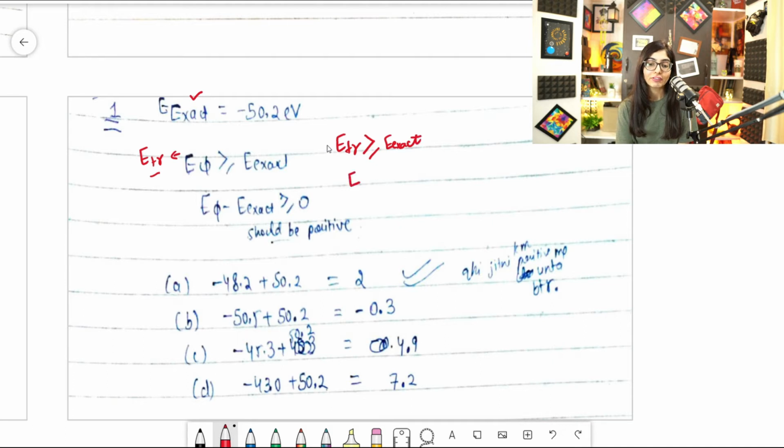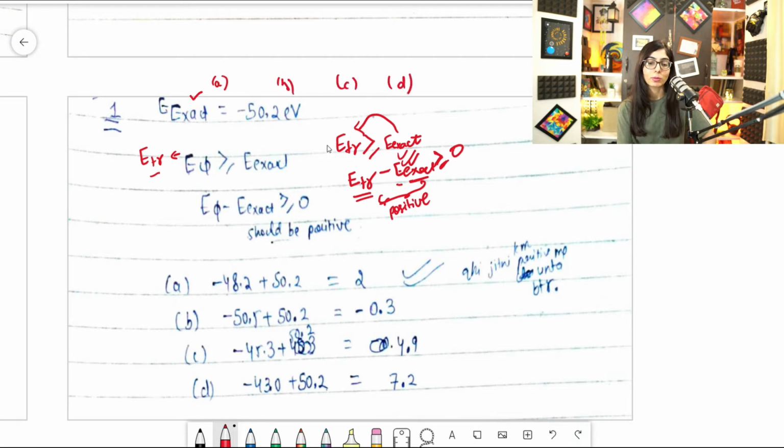So if I define it more, if I take E exact to this side, it would be E trial minus E exact greater than or equal to 0. That means whatever energy the trial wave function has, minus the exact energy, should be greater than or equal to 0. That means this value should be positive. Fine guys, this value should be positive. So now what will we do? This is a hit and trial method, so we'll take every option given in the question, A, B, C and D.